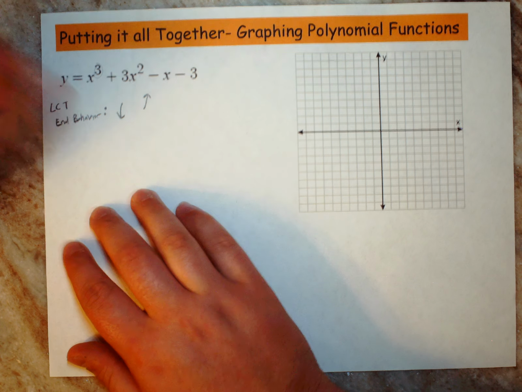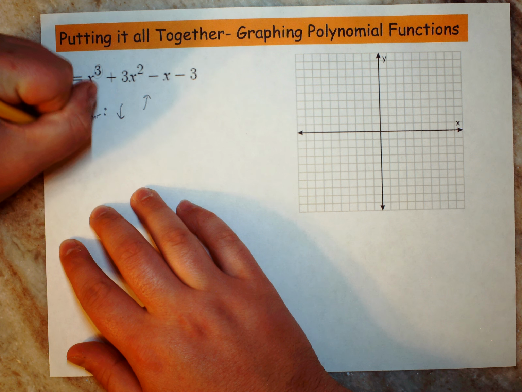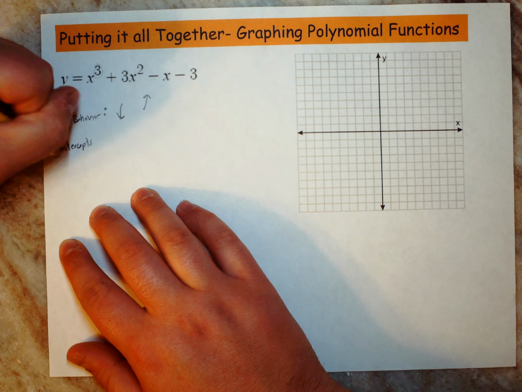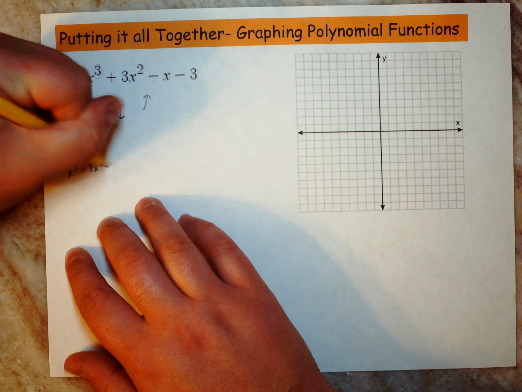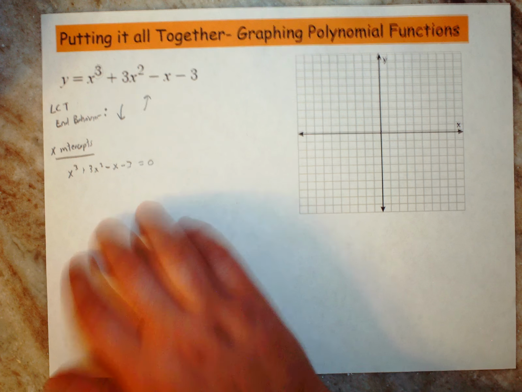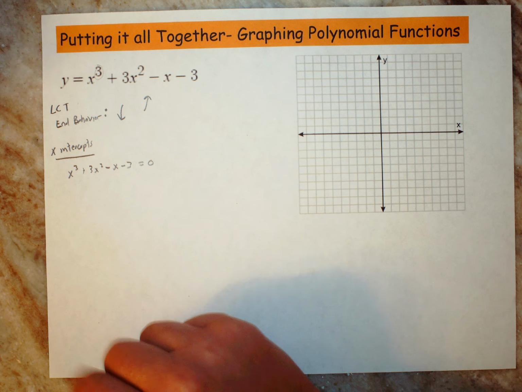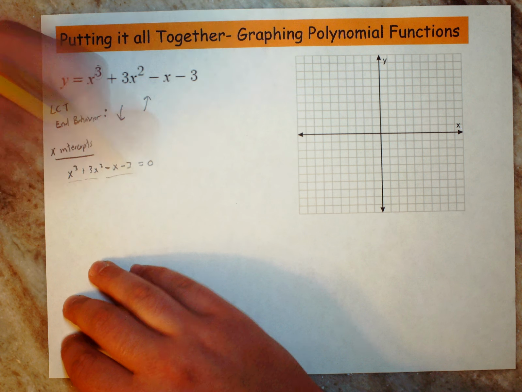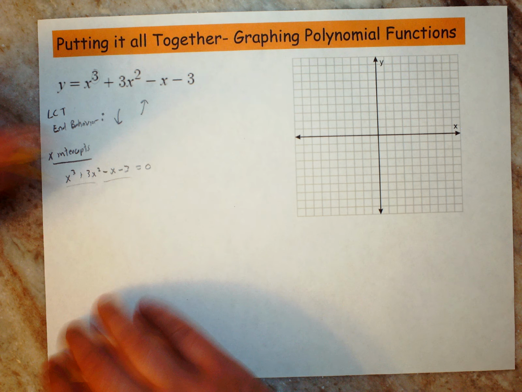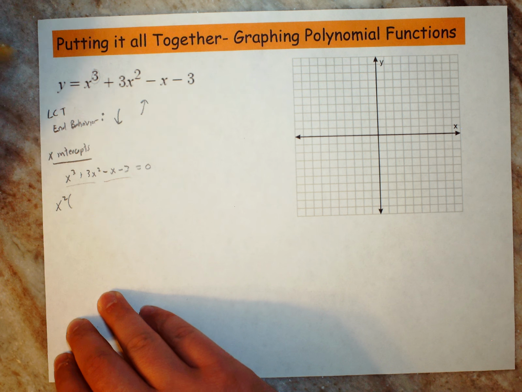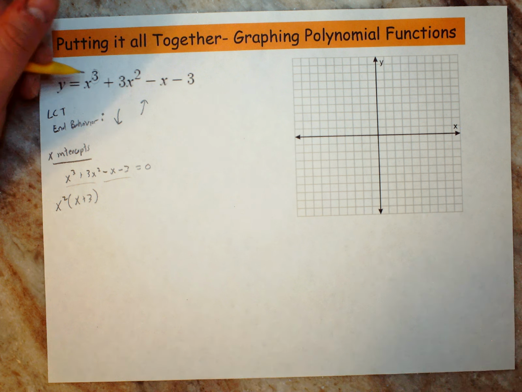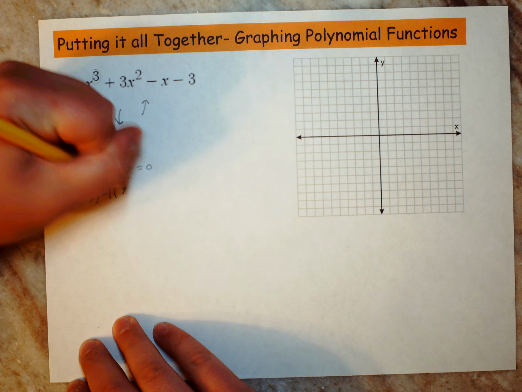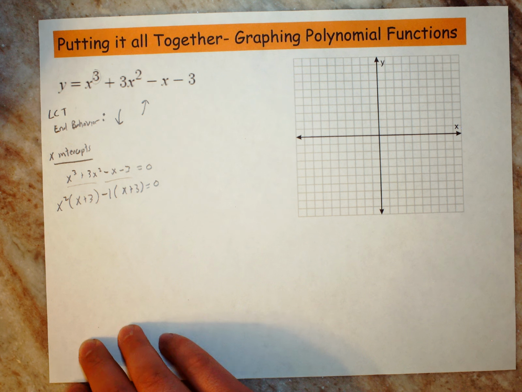Next thing we're going to do, x-intercepts. So we're going to take x cubed plus 3x squared minus x minus 3, set it equal to 0. Now, because we have 4 terms, we're going to factor by grouping. So this is a group and this is a group. The GCF of the first group is x squared. When you take out an x squared, you're going to have x plus 3. Of the second group, the GCF is -1. You're going to pull that out, and you're going to have x plus 3.